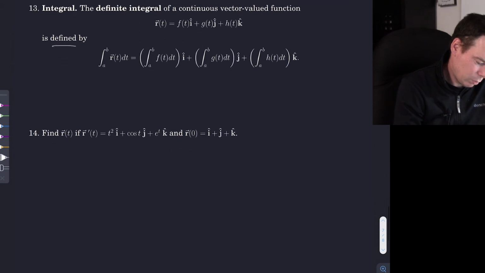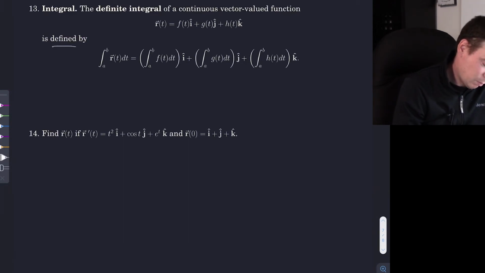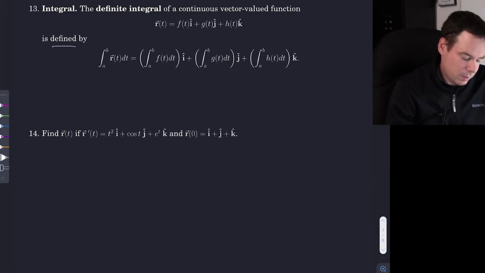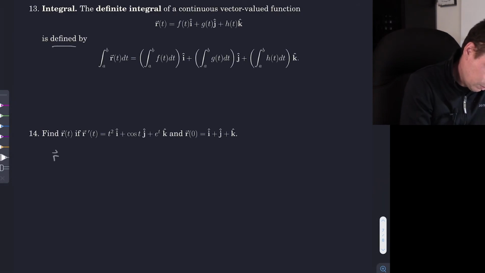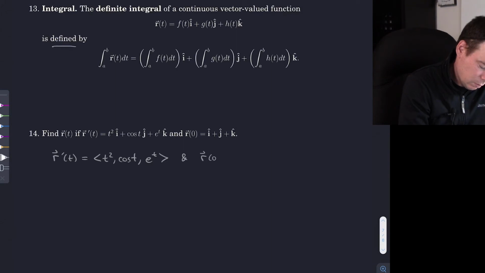Let's do an example where we use this. Suppose r of t is a function such that its derivative is given by t squared i hat plus cos t j hat plus e to the t k hat. And furthermore, r of 0 is i hat plus j hat plus k hat. So in other words, using our tuple notation, r prime of t is (t squared, cos t, e to the t), and r of 0 is (1, 1, 1). We want to find r of t.